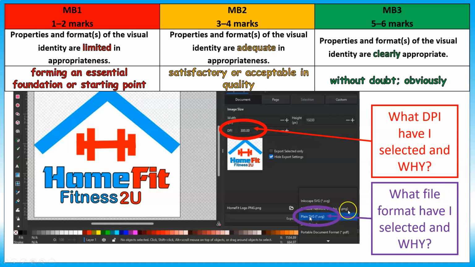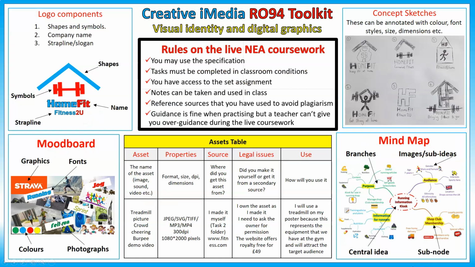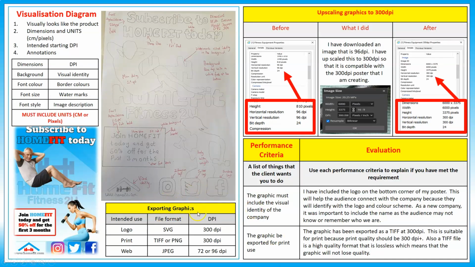So if you've used a PNG, that's fine, but why have you used that? If you decided to change it to a JPEG and drop the DPI to 72 for the internet, why have you done that? So that just makes things a little bit more clear. So if we have a look at the famous knowledge organiser, on page number 1, you've got your visual identity there. So you know what the key components are to make your visual identity. And if you flick over to page 2, we have an exporting graphics section. And it just reminds you for logo, print and web, what are suggested file formats. So on the logo, an SVG, and it's good practice to start at 300 dpi.